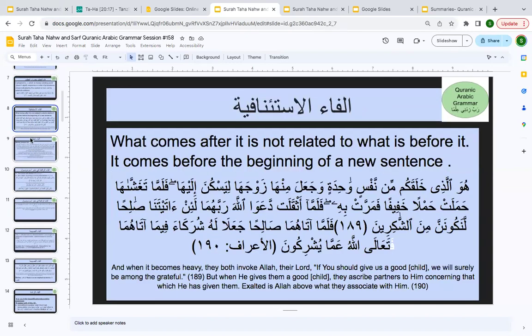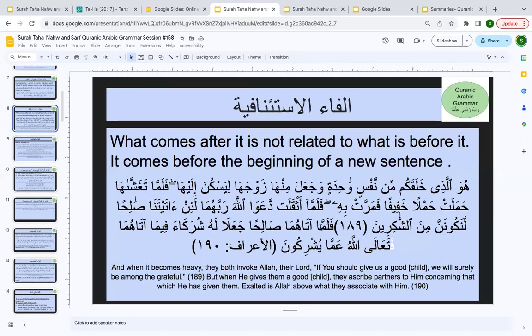Then comes fa istinafiya. When you see fa istinafiya, you will see that the statement that comes after it is not related to what has been mentioned before, and it's starting a new sentence. It's the beginning of a new sentence.